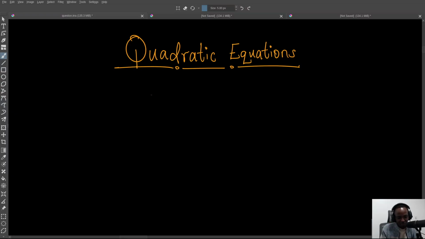The standard form of a quadratic equation is ax squared plus bx plus c equals 0. So this is the standard form of a quadratic equation. A quadratic equation has two solutions, right? And to get those two solutions, we can use the quadratic formula.